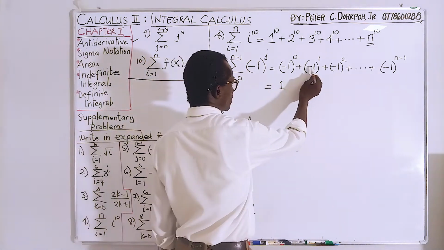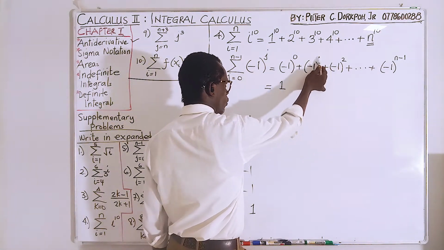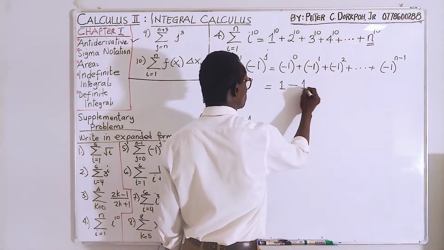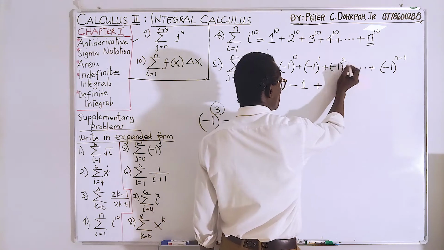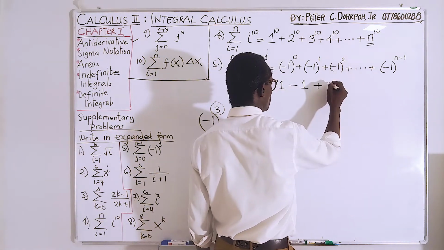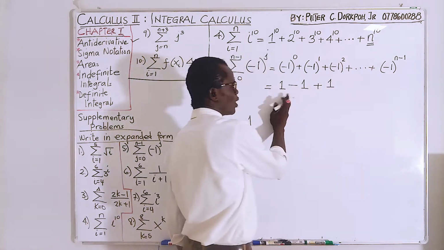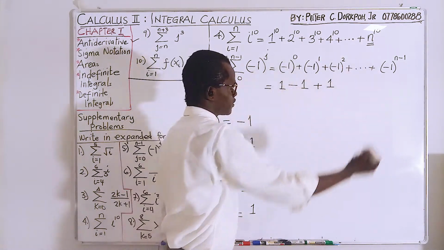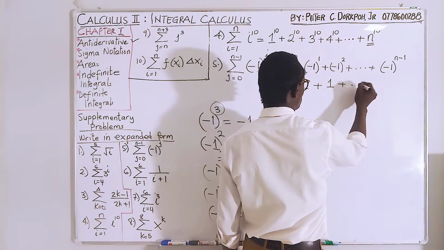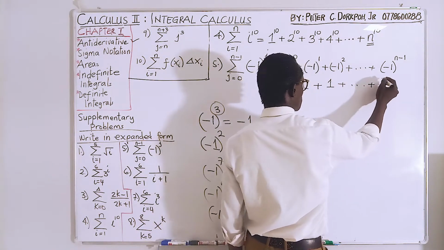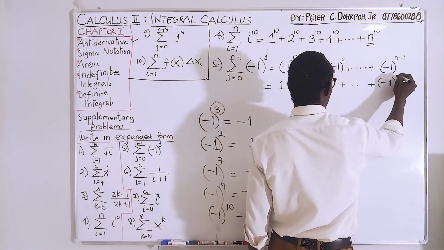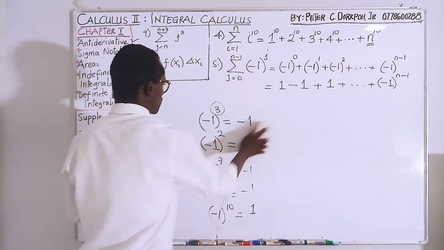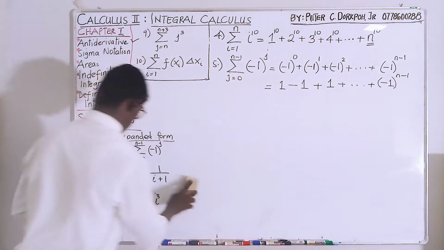So likewise, minus 1 raised to the 1st power, 1 is an odd number, so it will give us minus 1. Plus, minus 1 raised to the 2nd power, which is even, it will give us positive 1. So the sign will be alternating, like say positive, negative, and so forth. Plus, dot, dot, dot, plus minus 1 now raised to the power n minus 1. So this will be the expansion. So let's do quickly the next one.